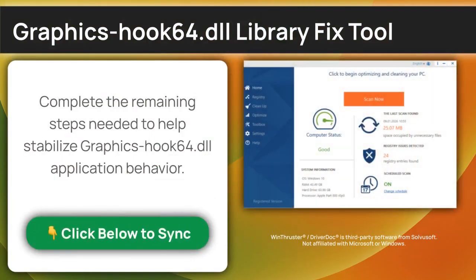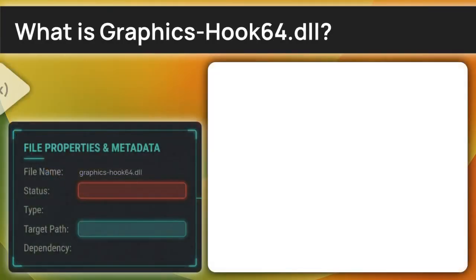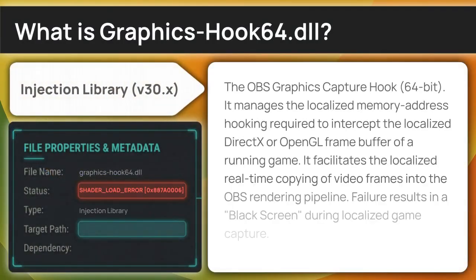This is the Graphics Hook 64, the OBS Graphics Capture Hook 64-bit. It manages the localized memory address hooking required to intercept the localized DirectX or OpenGL frame buffer of a running game. It facilitates the localized real-time copying of video frames into the OBS rendering pipeline. Failure results in a black screen during localized game capture. Since we've identified what's missing, let's try the official recovery method.